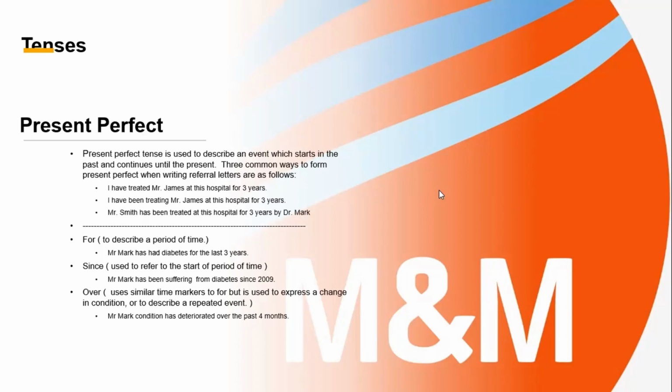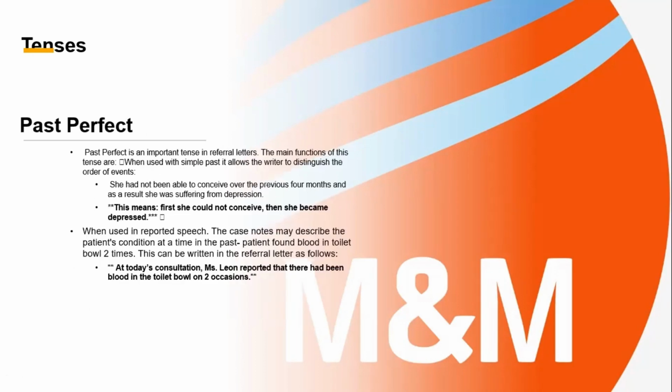The present perfect tense is one of the most widely used tenses in OET writing, followed by the past perfect tense. The past perfect tense can mostly be used in combination with the past simple tense, okay? So let's say we can use, he had not been able to conceive over the previous 4 months. As a result, she was suffering from depression.